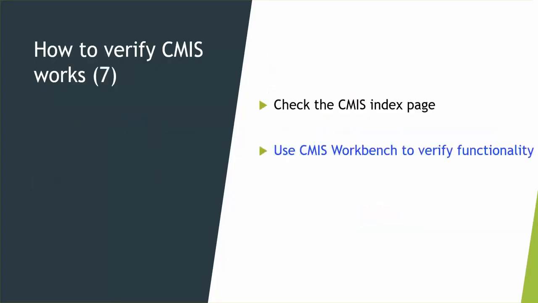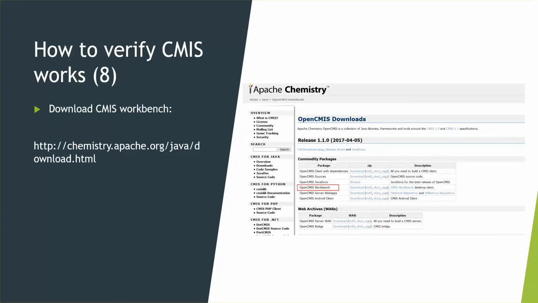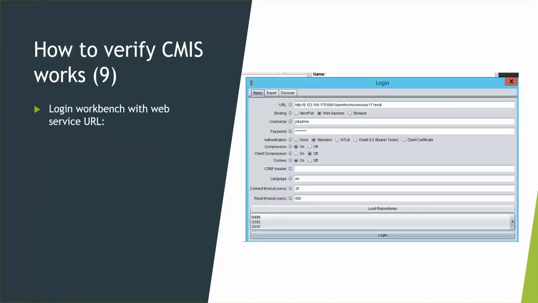Then I will introduce the second way to verify if CMS works, which is using the CMS Workbench. First, you need to download the CMS Workbench from the Apache Chemistry website, then install it on your Windows client. After install, you can run the workbench.bat command to launch Workbench. After it is launched, it allows you to enter the URL with binding service.